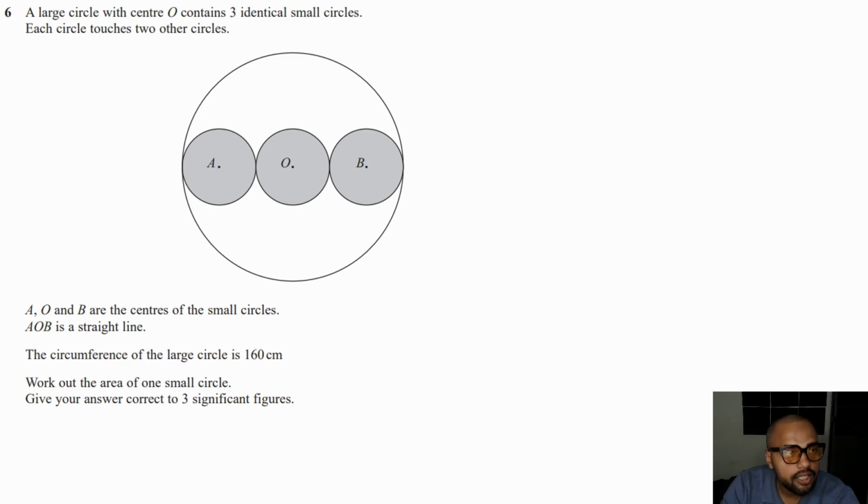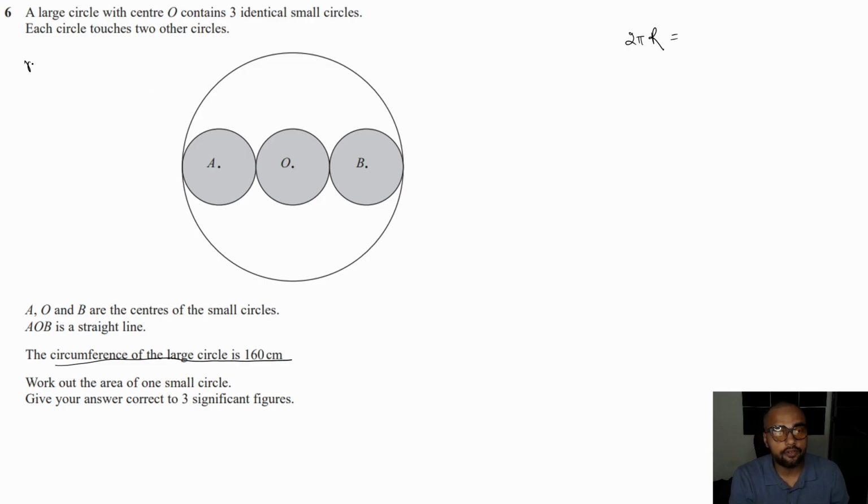Okay, let's move ahead. In the sixth question, they have told that a certain big circle is given, and in that circle, three identical small circles are present. So let's do it. The circumference of the large circle is 160 centimeters. Okay, students, we know the formula of circumference is equal to 2 pi capital R. Let's suppose that the radius of this bigger circle is capital R.